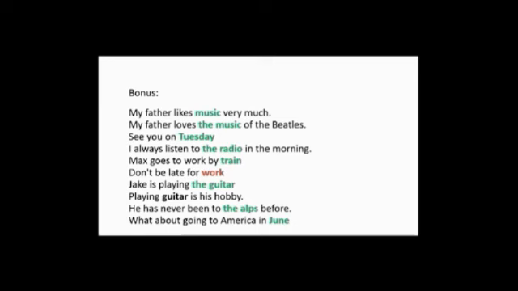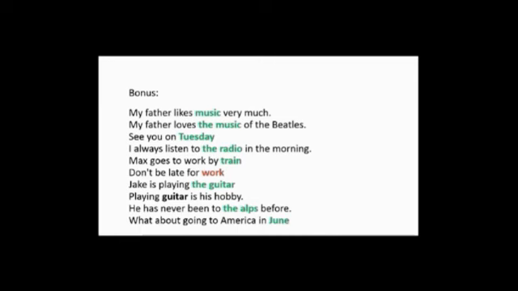I always listen to the radio. Max goes to work by train. Here it's general. Don't be late for work, general. Jake is playing the guitar. So before musical instruments, we use the. But now observe this sentence: Playing guitar is his hobby. Now, playing guitar in general, the entire hobby. Playing guitar is his hobby. So here we need not use any article.